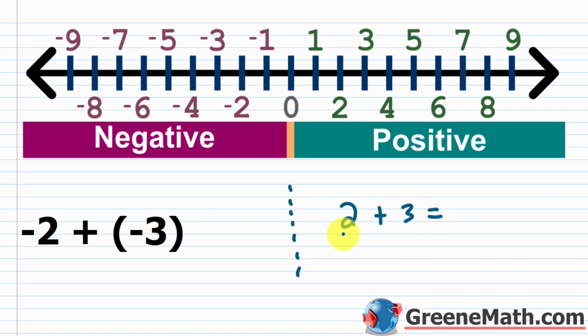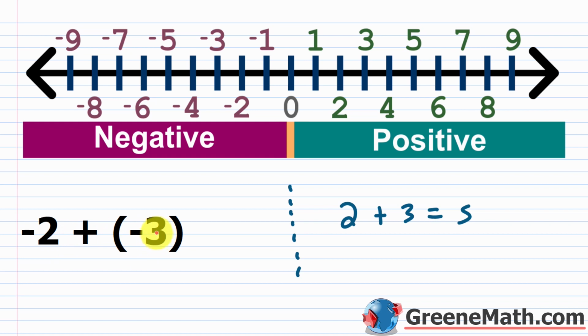So again, you can see that there's a pattern emerging. So 2 plus 3 is what? That's 5. I could start at 2, and I could just go 1, and that color doesn't really show up. So let me change to orange here. So 1, 2, 3 units to the right, and I end up at 5. Okay, let me erase this and go back to -2 plus -3.